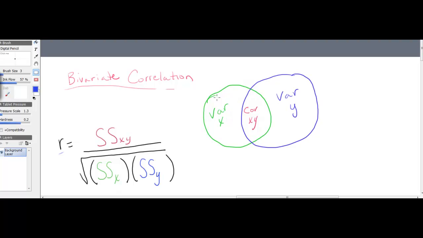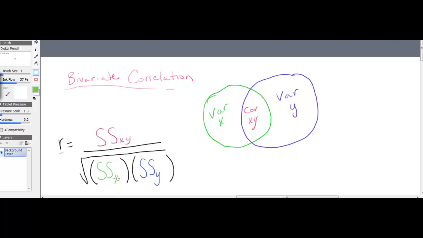So going back to our two circles, here we have a green circle representing the variance in x. We have this bluish circle representing the variance of y. So we have variables x and y, of course. And then where they overlap is called the covariance. So they co-vary, they change together. So we have the variance of x, the variance of y, and then how much they are changing together.